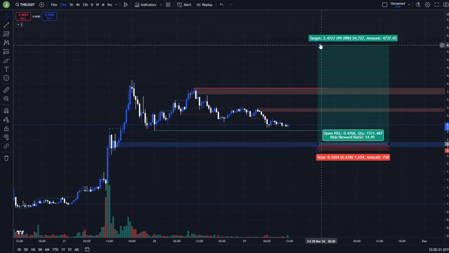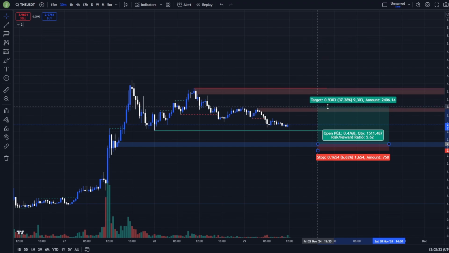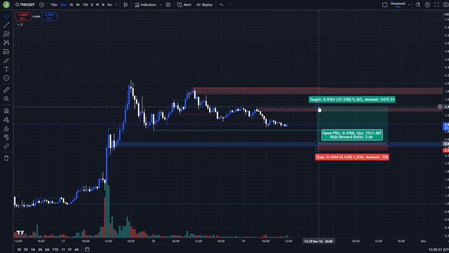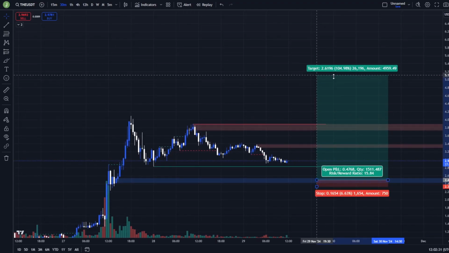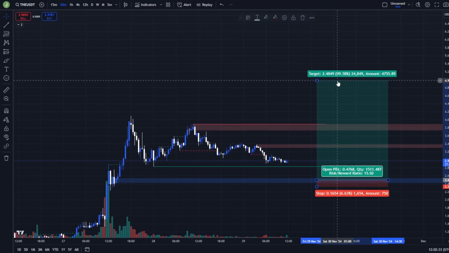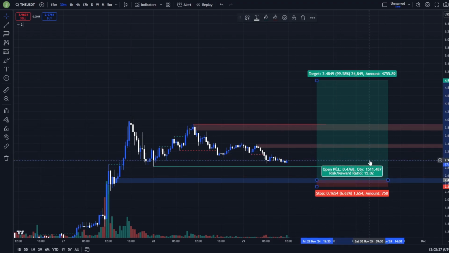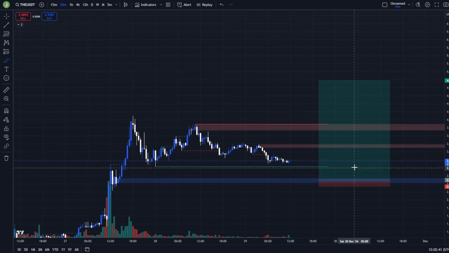All of these trades have a really great risk reward ratio. This first trade has a risk reward ratio of up to 5.6. The second potential trade has approximately 8.8, and the last one, if I place it slightly under that, is 15.02. Of course, these risk reward ratios are not going to be the final ones, because in a trade like this, you always want to take multiple take profit targets.